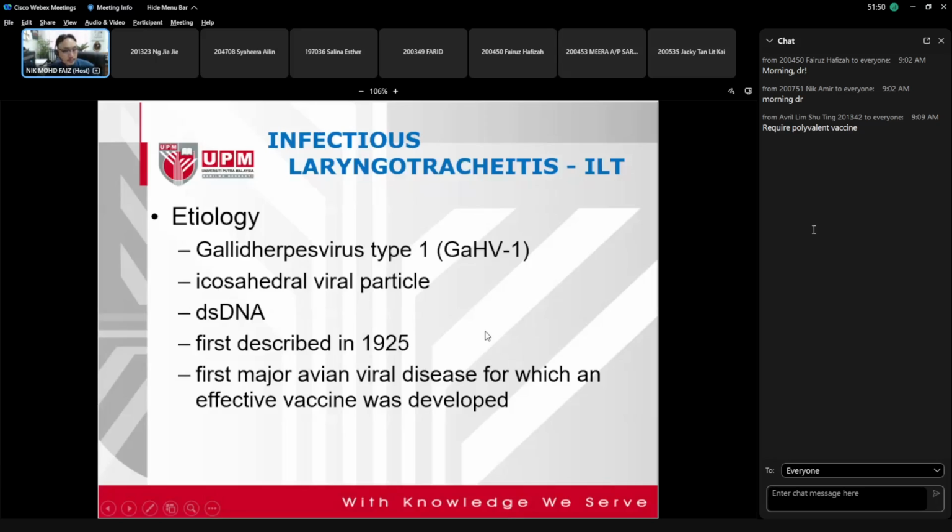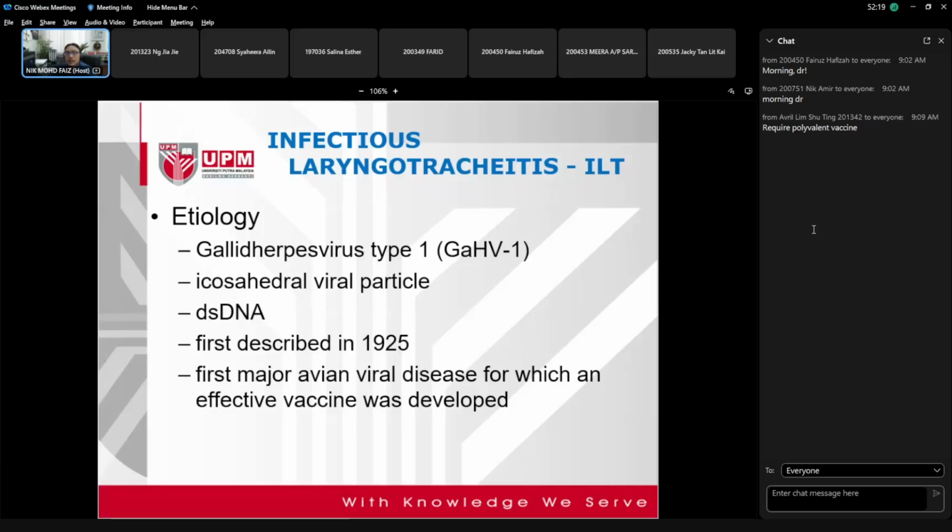Any question? Second one, okay, I'll proceed to infectious laryngotracheitis. Okay, this is, I wouldn't say common, but you will see it occasionally jugalah. It's one of the vaccine viruses that we also vaccinate in chickens. The etiology is gallid herpesvirus type 1.